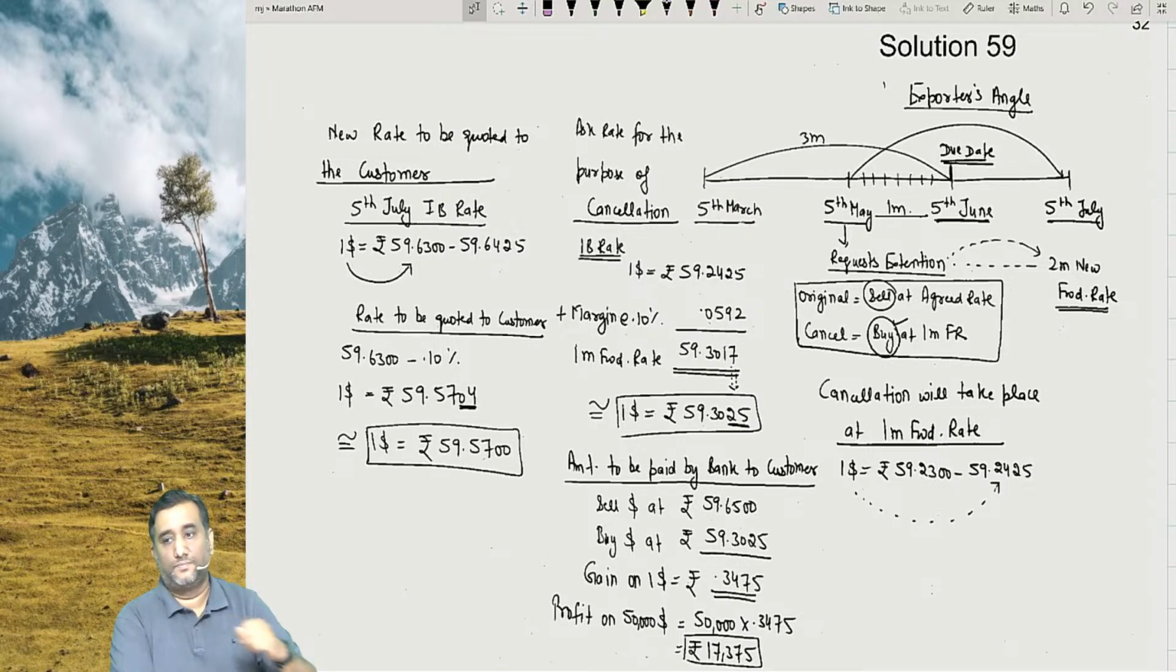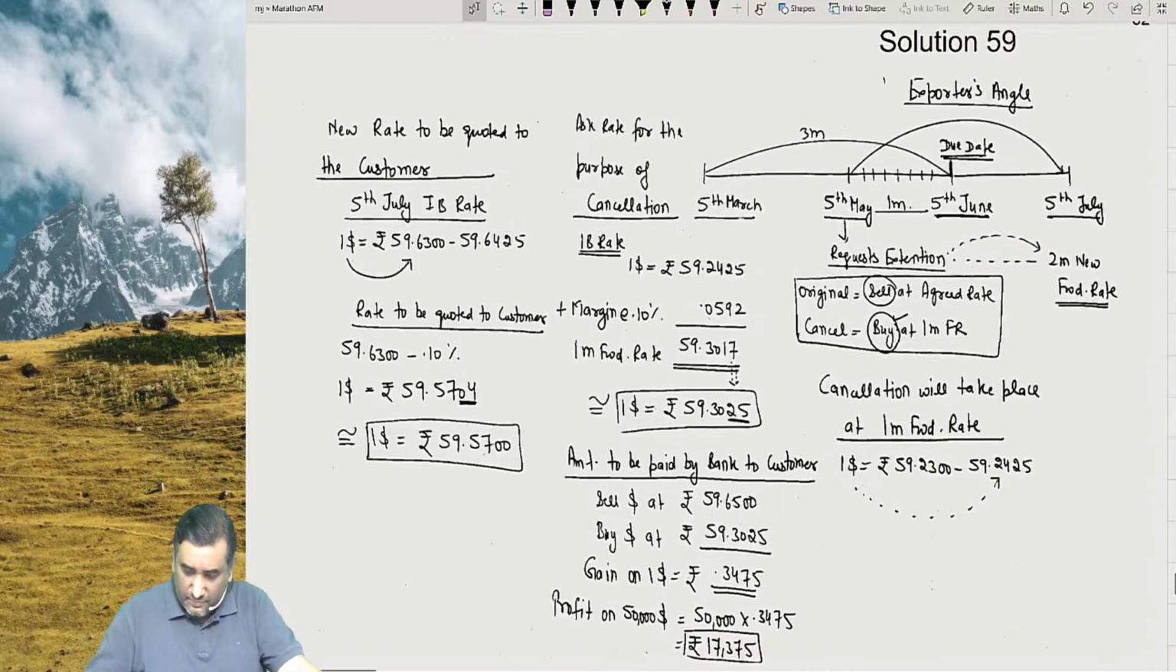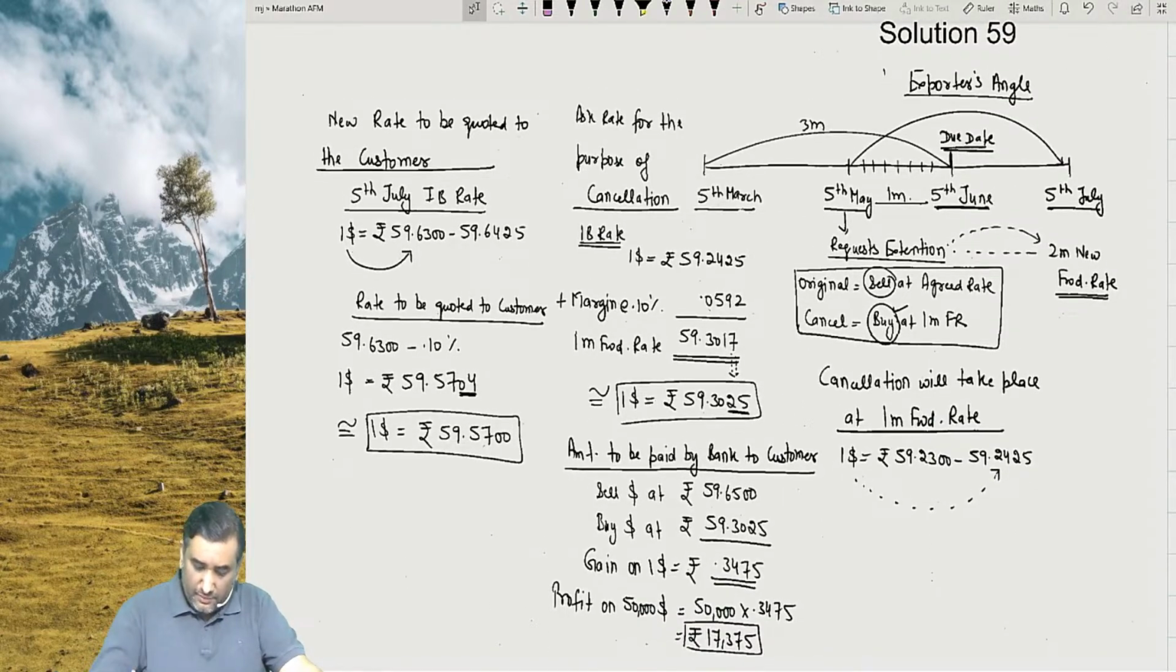Done. Cross check the numbers. That's it. There will be a slight difference in the answer in the book, maybe because I copy pasted that answer from your institute. Slight rounding off issues. This was again an exporter's angle.